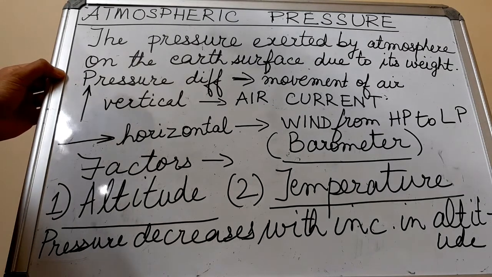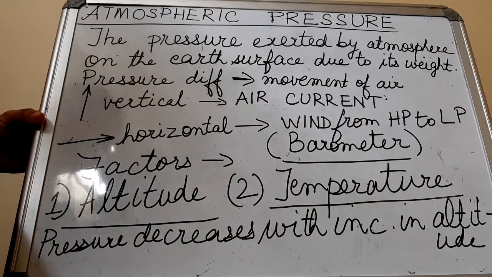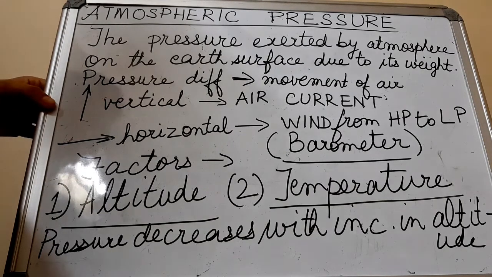Vertical movement of air is called air current and horizontal movement of air is called wind. And wind always blows from a region of high pressure to a region of low pressure. That means if there is no pressure difference, there will be no movement of air. Also, pressure has an inverse relationship with temperature. That means higher the temperature, lower the pressure.